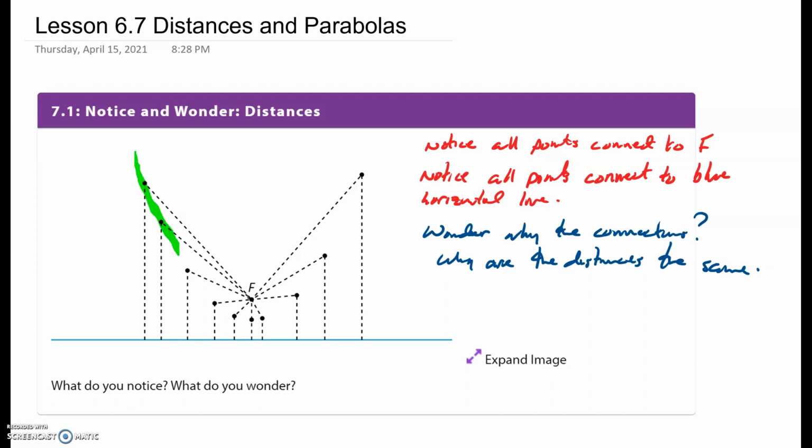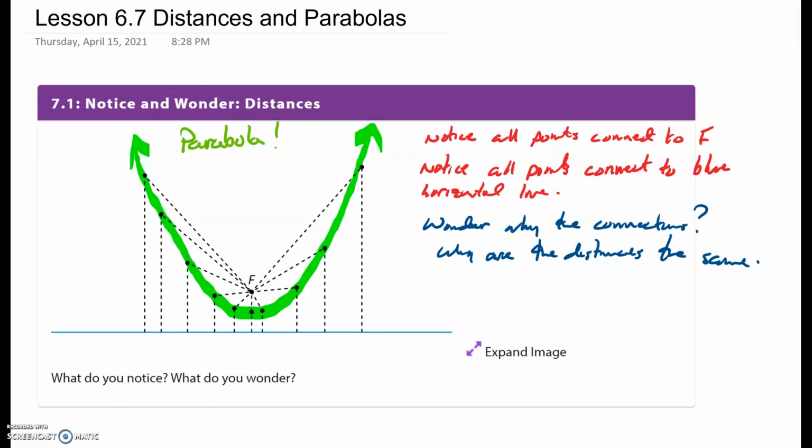If I connect all of these points, notice what I've drawn. You might remember this from Algebra 1, and if you're taking Algebra 2, you definitely should notice that this is a parabola. If this were a graph, this would be the graph for a parabola. So that brings us to the idea that in algebra, we think of parabolas as a graph of a specific function, and we can define the parabola algebraically.